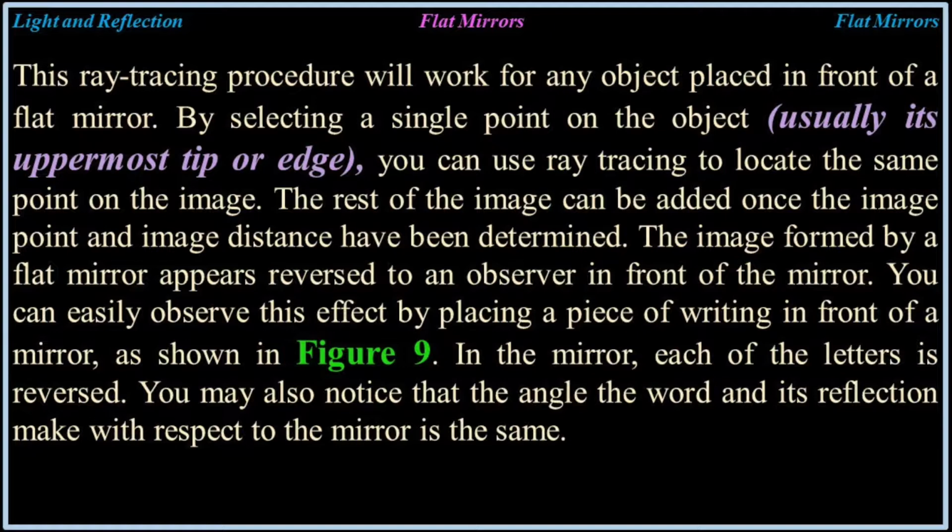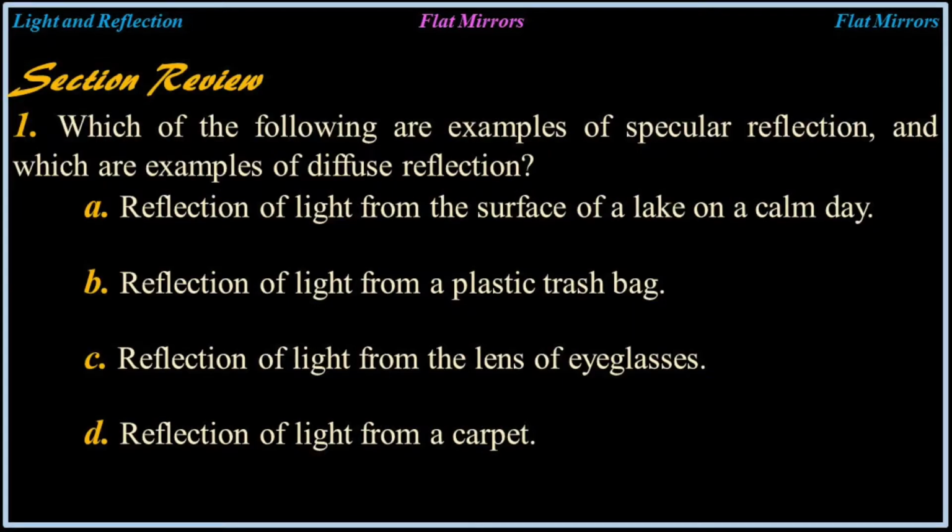The image formed by the flat mirror appears reversed to an observer in front of the mirror. You can easily observe this effect by placing a piece of writing paper in front of the mirror, as shown in figure 9. In the mirror, each of the letters is reversed. You may also notice that the angle the word and its reflection make with respect to the mirror is the same. Let's do some section review.